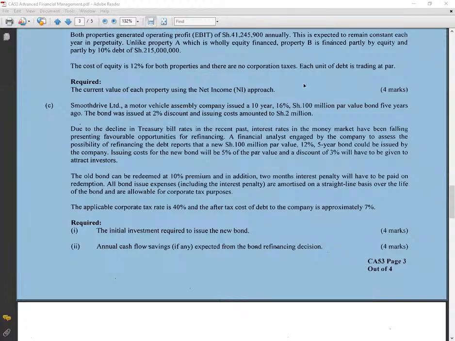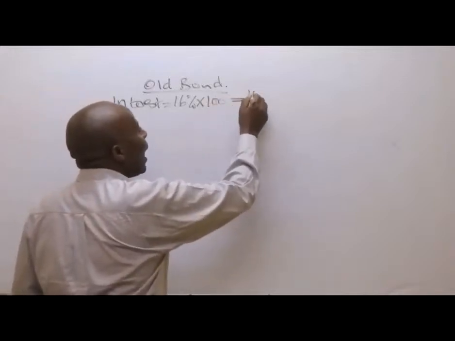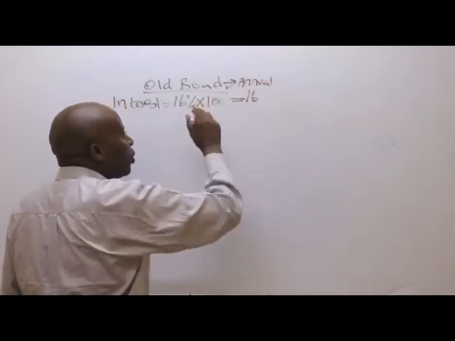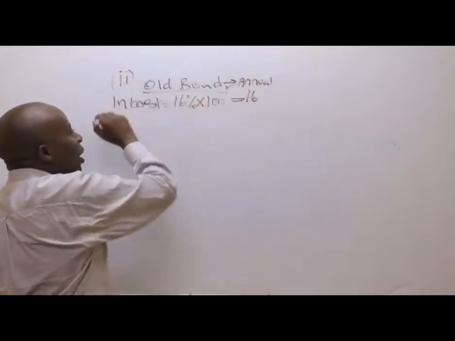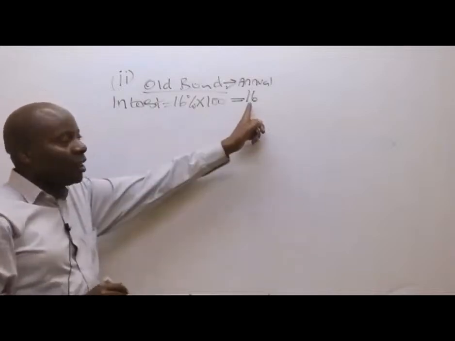So we need to categorize the old and new bonds. 16 million. Thank you very much. So here we have 16 million. So every year, remember this is annual. Don't forget that whatever I'm doing here, if you read number 2 very well, we are doing Roman 2. This is an annual expense. So 16% of 100 will give us 16 million.